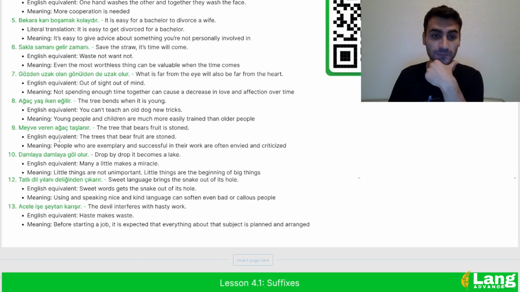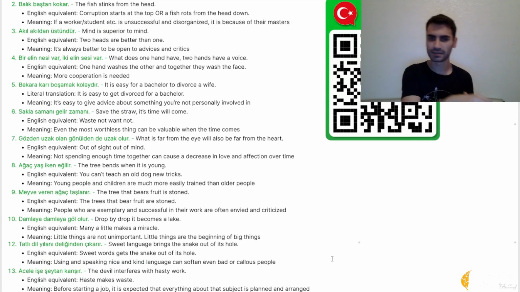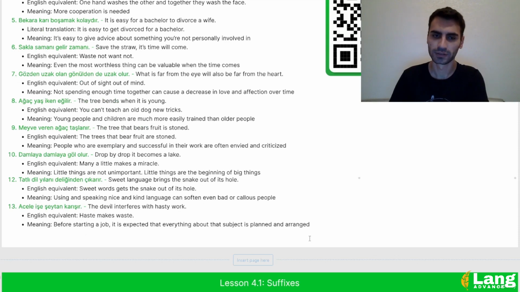Okay, what else? What else interesting? The devil interferes with hasty work. Haste makes waste. Before starting a job, it is expected that everything about the subject is planned and arranged. Or if you go with haste, the devil can cause troubles. But if you are planned, programmed, it's harder for the devil to do that.